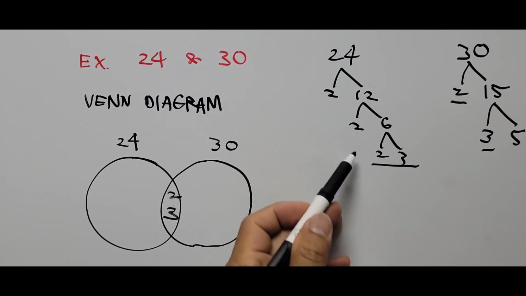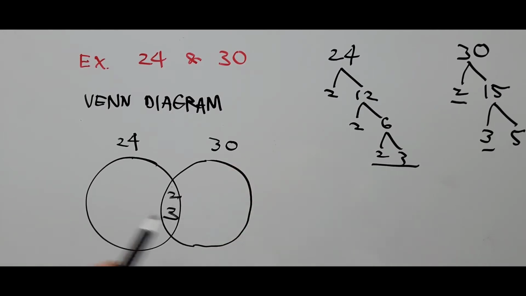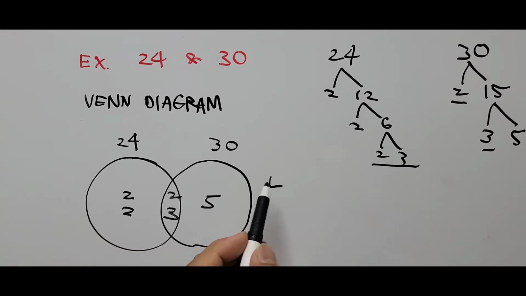So what's left on 24, we have 2 and 2 right there. And on 30, since we already have the 2 and 3, we have the 5 outside of that intersection. So now to find the least common multiple of the numbers, all we have to do is multiply all the numbers in there, including those in the intersection.